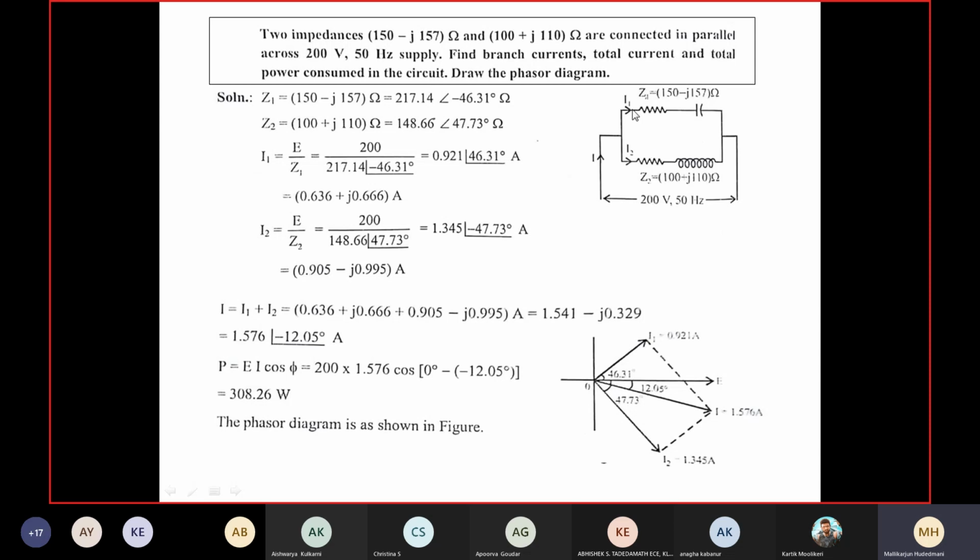Suppose Z1, let us mark I1. Suppose Z2, I2. I1 plus I2 become I for my representation. Then all the parameter you have given to the circuit attributed. Then comes to Ohm's law. Suppose if we have this branch 1, what is the voltage across this whole branch? 200. What is the voltage across this branch? 200. So if I know applied voltage across the branch, impedance of the branch, can I not get I1?